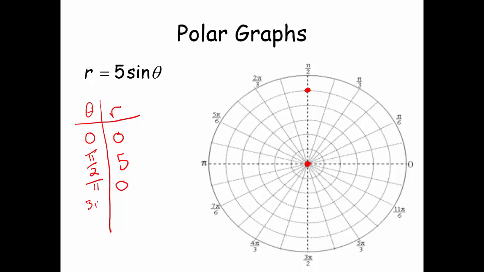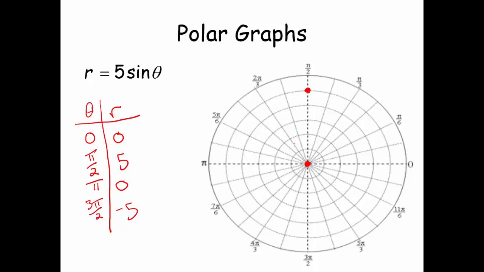And then this is where things get interesting. At 3 pi over 2, the sine of 3 pi over 2 is negative 1. 5 times negative 1 is negative 5. So this is where I have to be careful when I plot this. I go out to 3 pi over 2 radians, but now the radius is negative 5, so instead of counting out along this ray toward 3 pi over 2, I'm going to count backwards, meaning I stay on this line, but I count out 5 units in the other direction from the origin. So 1, 2, 3, 4, 5, giving me another point right there.